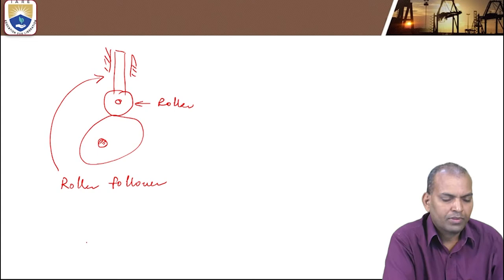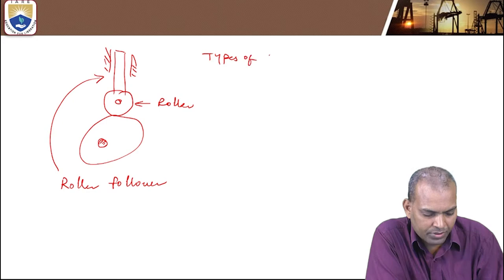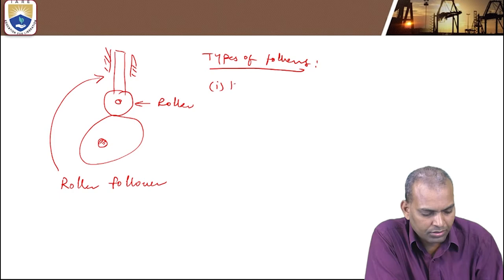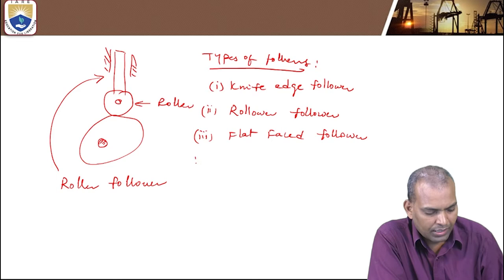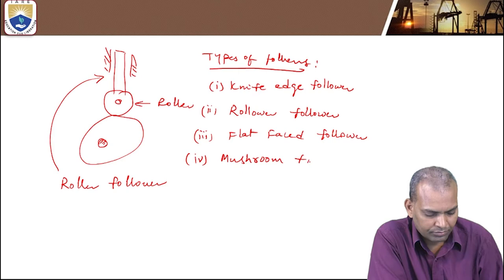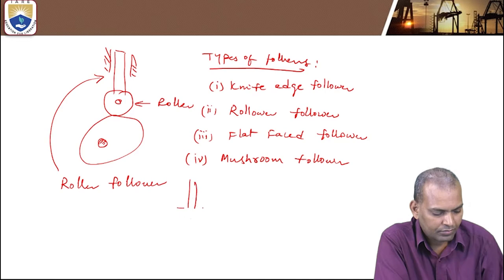Okay, so these are the types of followers. What are the types of followers? Number one, knife edge follower. Number two, roller follower. And three, flat face follower. And there is another one called mushroom follower. The mushroom follower has a mushroom shape at the end. It is like a mushroom shape contact, this is the end contact.